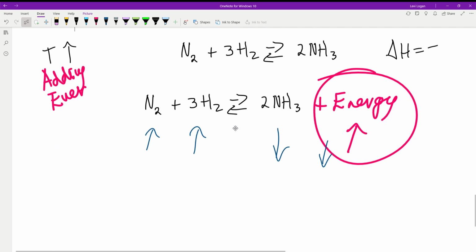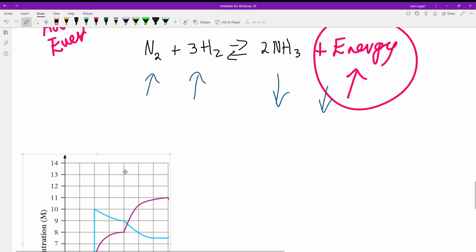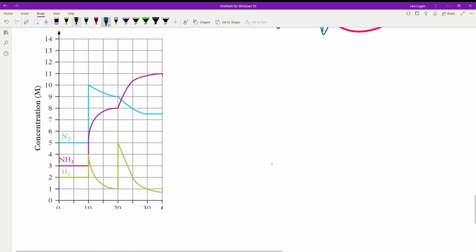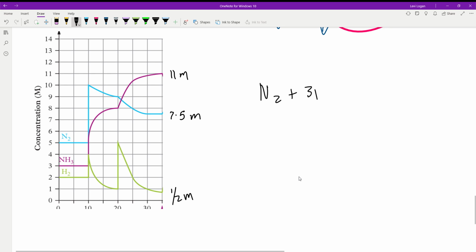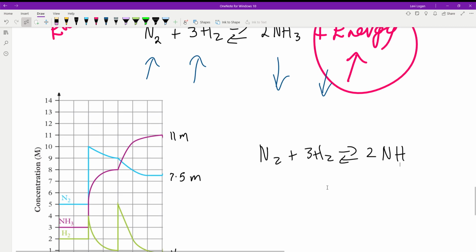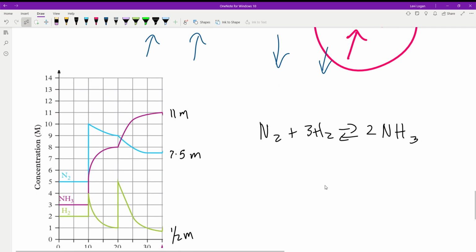Okay, so now we've got to think of the ratio. So now we know the direction which all this is going. So here, we've got 7.5, 11, and a half, okay? Now, let's take a look at this. What was it? 2 or 3? Something like that? Yeah, 3. I keep drawing an H. It's meant to be an N. It's 3, yeah.